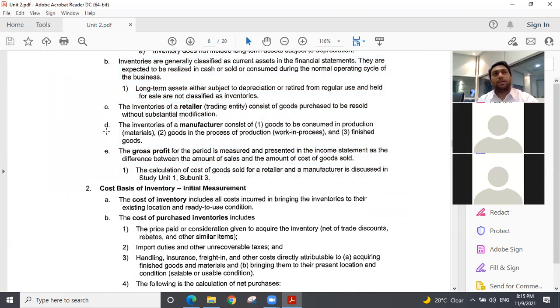But when a manufacturer purchases it, he undergoes production. He does manufacturing. The inventory of a manufacturer consists of goods to be consumed in production, goods in the process of production, and finished goods. Then the gross profit of the period is measured and presented in the income statement as the difference between the amount of sales and the amount of cost of goods sold. Sales minus COGS, you will get the gross profit.